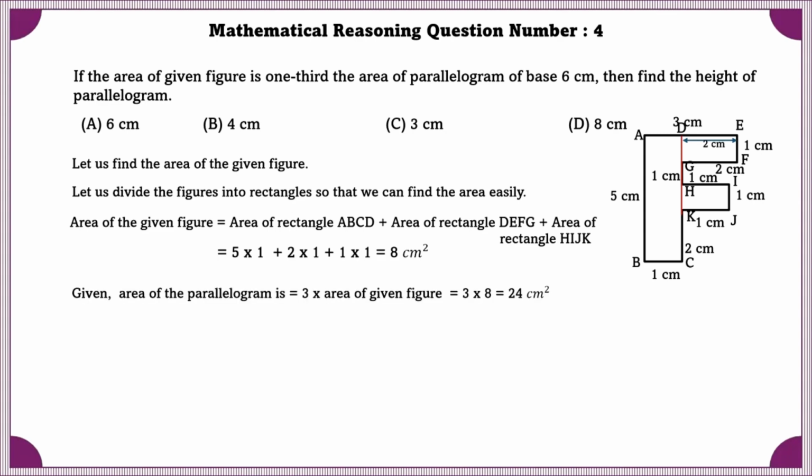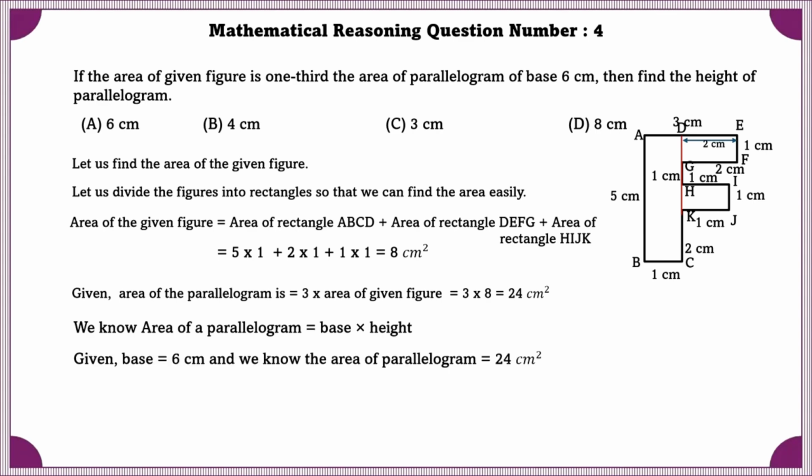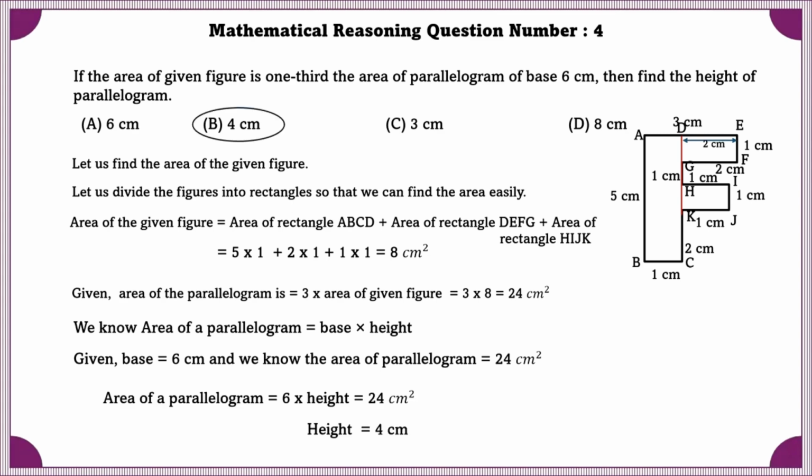Now given that the parallelogram is 3 times the given figure, that is 3 into 8, which is equal to 24 cm square. We know that area of a parallelogram is equal to base into height. They have already given the base, which is 6. So 24 is equal to 6 into height. Therefore, height is equal to 4 centimeters.